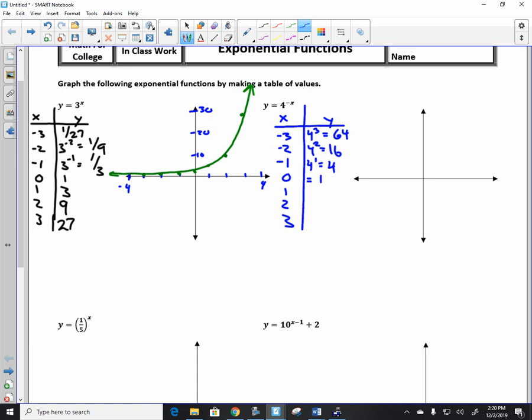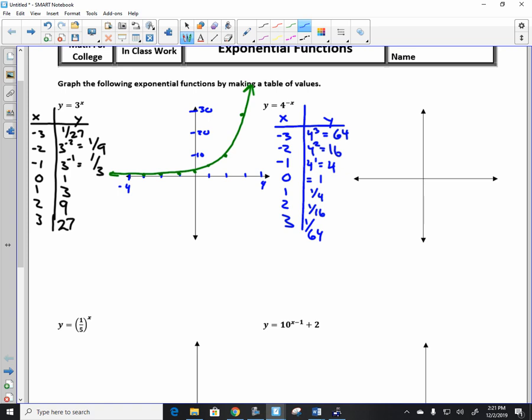Plug in 1, you get 4 to the negative 1. What is 4 to the negative 1? 1/4. Plug in 2, and you get, yeah, somebody said it's flipped. Who said it's flipped? Very good. It is flipped, and we get 1 over 64.